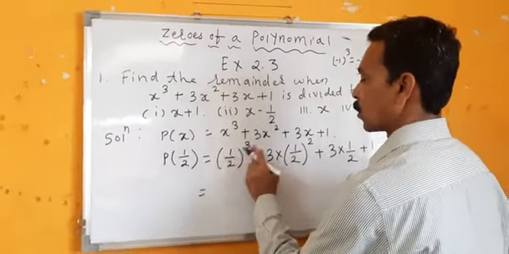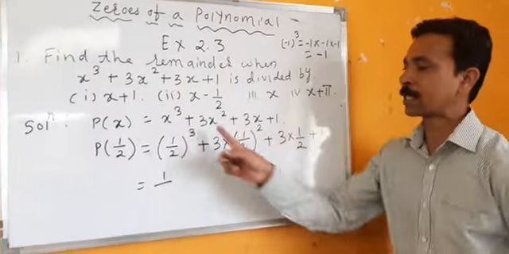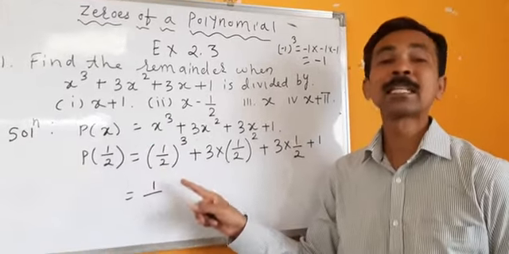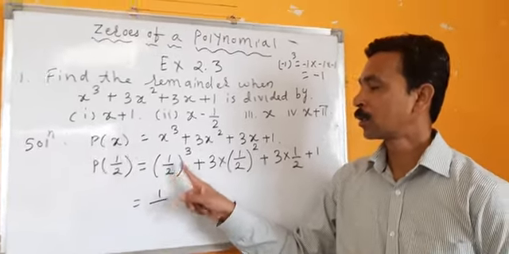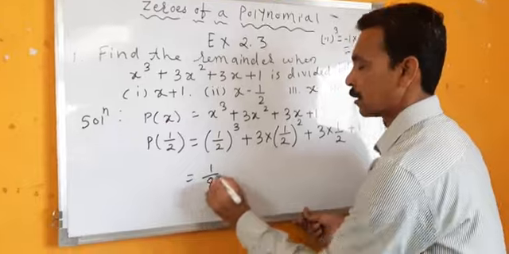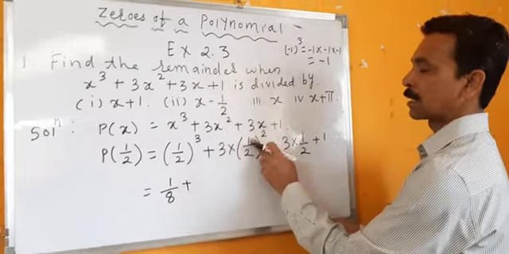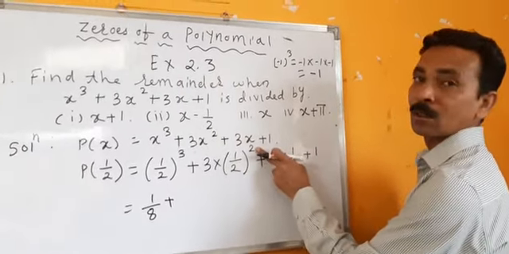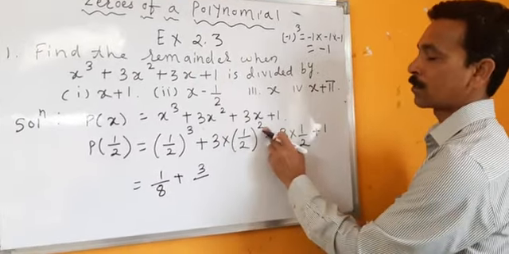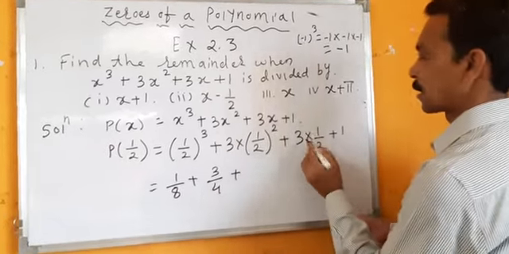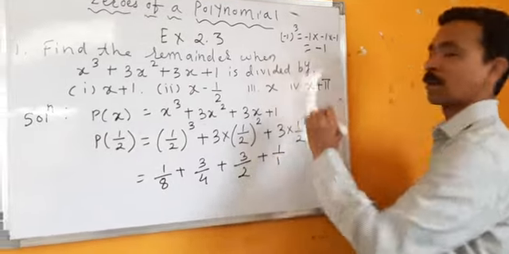Now I'll take the cube of 1 by 2. 1 by 2 whole cube is 1 cube upon 2 cube, because the cube is for the whole bracket and the bracket is a fraction. 2 cube means 8, that is 2 into 2 into 2. Plus, I'll take the square of the bracket. 1 square is 1, 1 into 3 is 3, because 3 is in the numerator. Now the square of 2, 2 square is 4, plus 3 ones are 3 upon 2, plus 1 by 1.